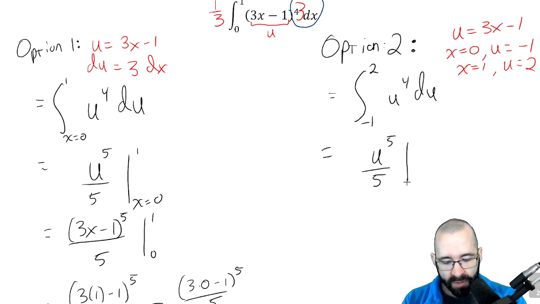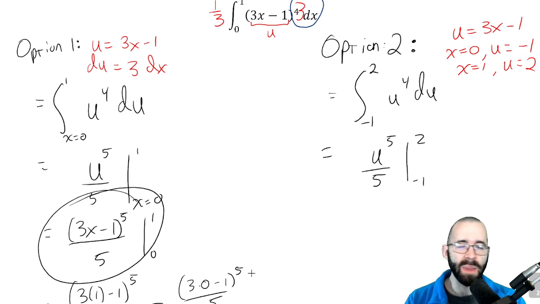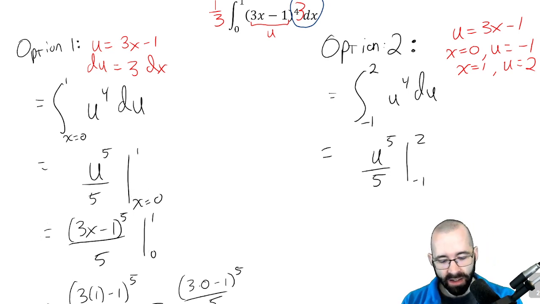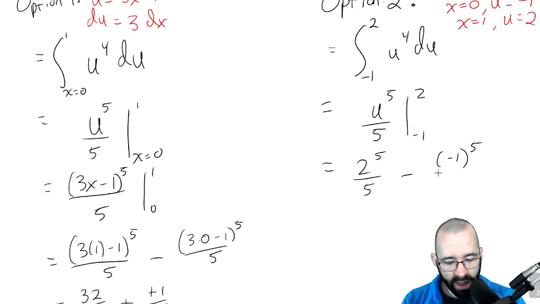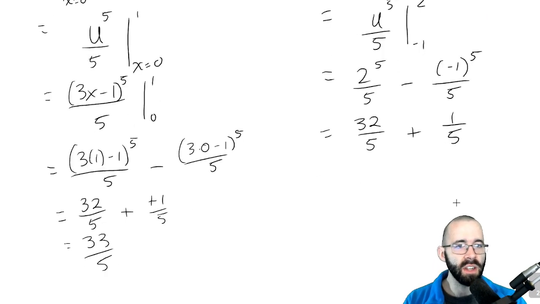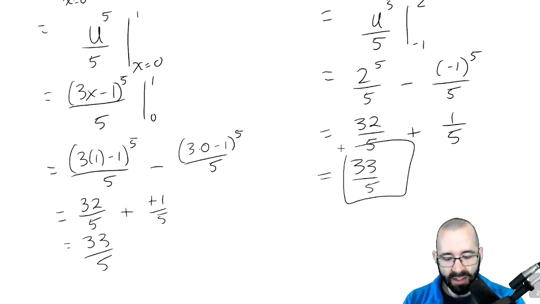Antiderivative, just like normal, evaluating from -1 to 2, and we don't have to go back to this messy thing. All right, so we plug in 2, we get 2 to the 5th over 5. We plug in -1, we get this over 5. That's 32 over 5 plus 1 over 5, because a negative times a negative. And we get 33 over 5, which is great. That's exactly the answer we expected.